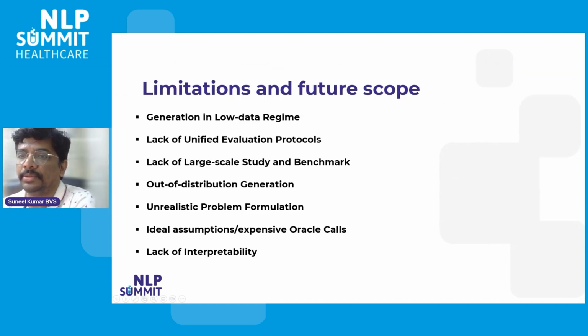Now coming to the limitations. The first is generation in a low data regime. There are many success stories that we discussed, but these models are trained on larger training sets. So we need new approaches or improved models that can work in the case of low data as well. Another is the lack of a unified evaluation protocol. Basically, once we generate a molecule, we check only whether the molecule is valid or unique. So we need better evaluation protocols, and we need larger scale studies and benchmarking as well.